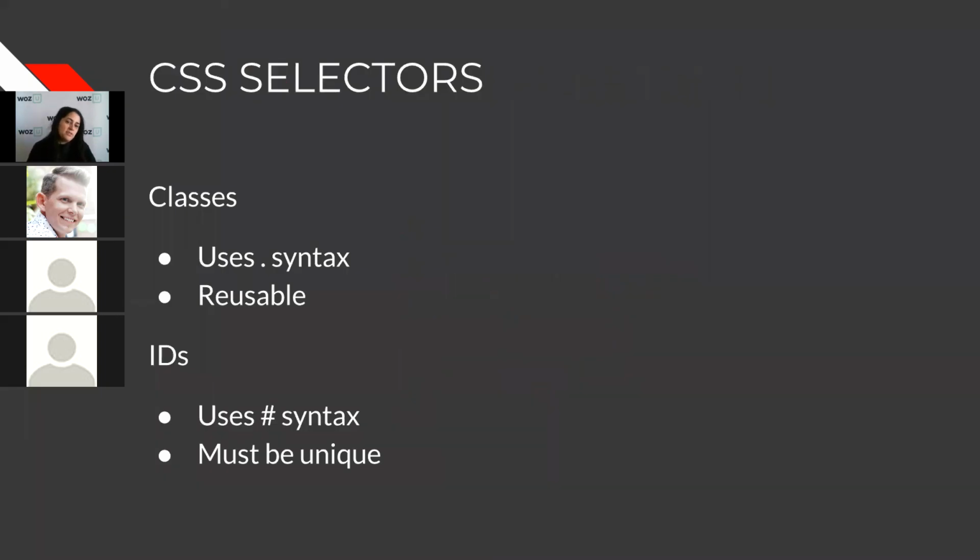So let's talk about the different selectors. So we already talked about the element being a selector, but you can also use a class and an ID as a selector as well. Classes use the period syntax, and I'll show you what that means, while IDs use the pound, number sign, hashtag, whatever you want to call it, syntax. Classes are reusable. So you can reuse a class as many times as you want. So you can use it on an H1 element, you can use it on a paragraph element, you can use it on a div.